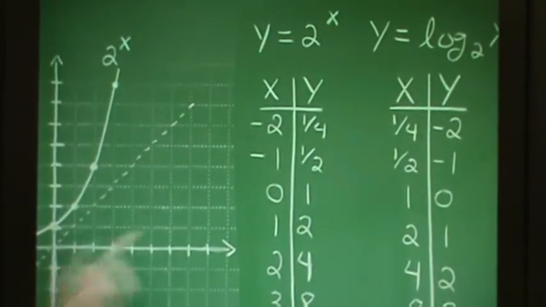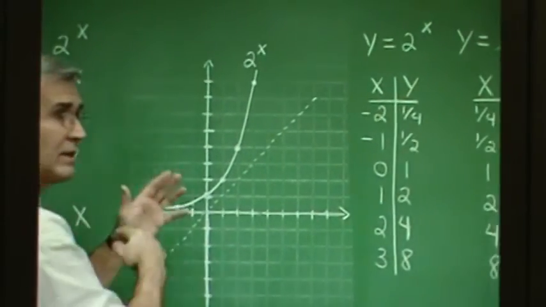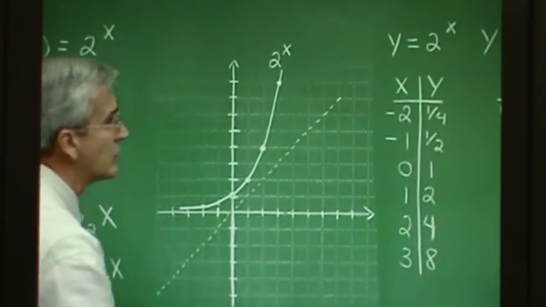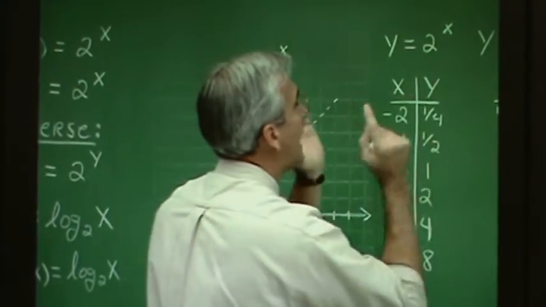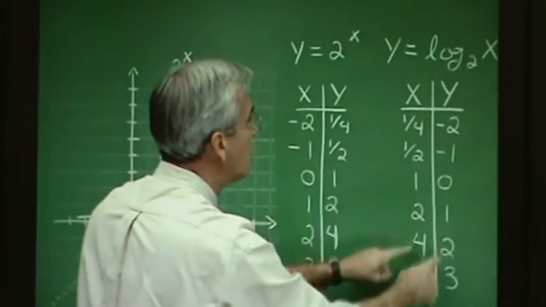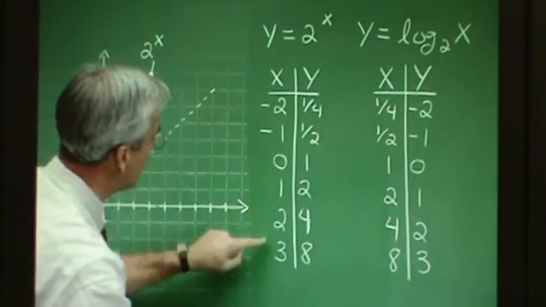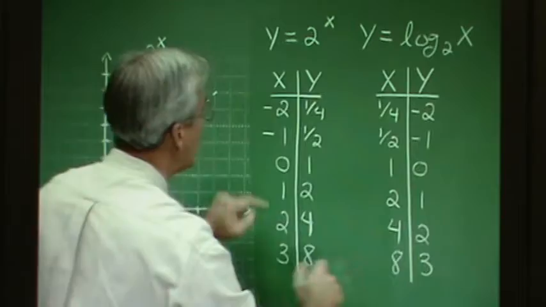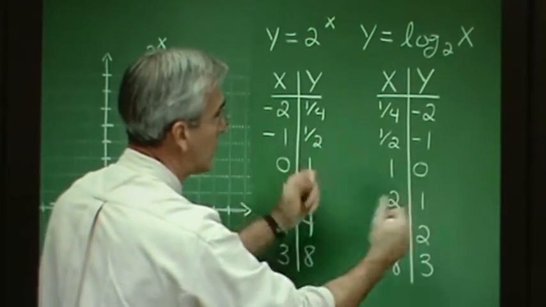And these points were plotted to get this graph. All I have to do to generate the graph of the inverse is to simply swap the role of x and y here. So I can make a table of values for the inverse function just by taking the x column here and writing it as the y column, and the y column here and writing it as the x column here. And then plot the points.